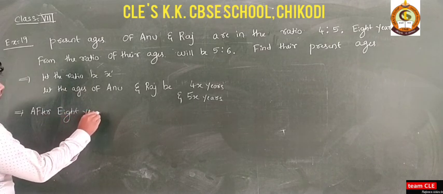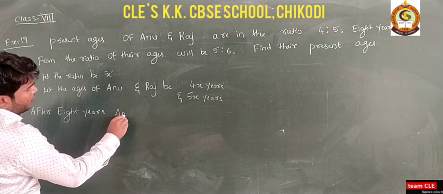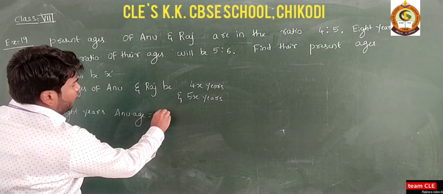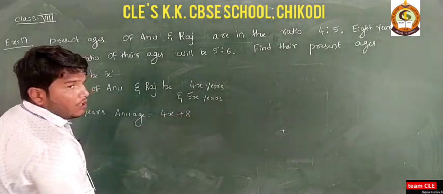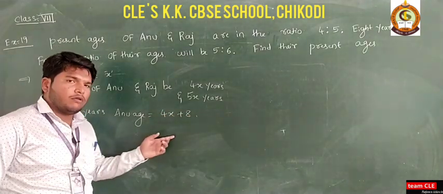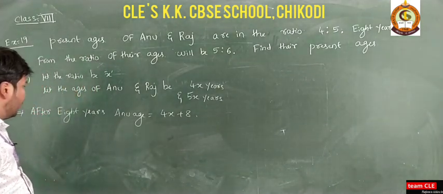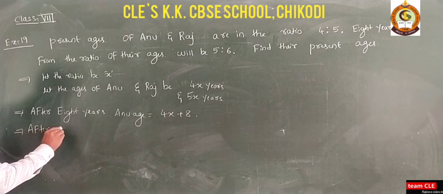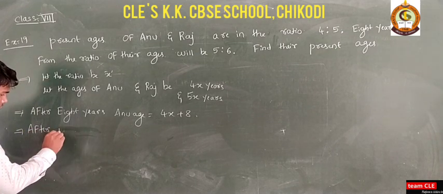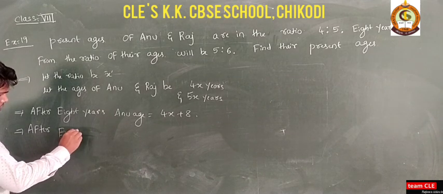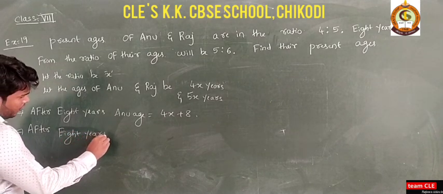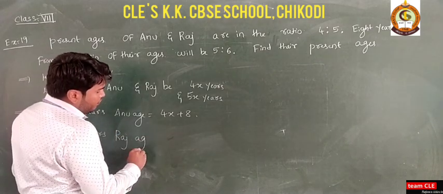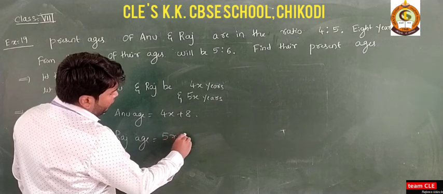After 8 years Anu's age will be 4x plus 8. Okay, then next thing, after 8 years, you complete this. After 8 years Raj's age will be 5x plus 8.